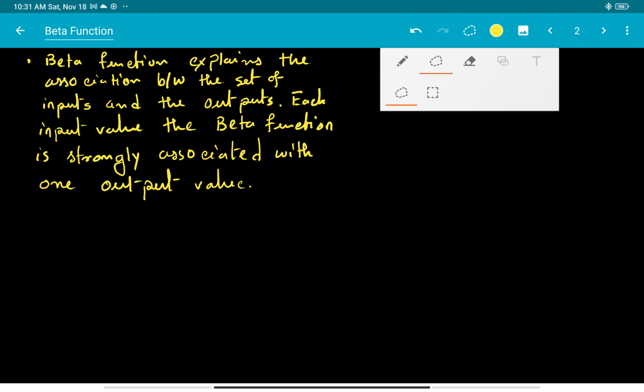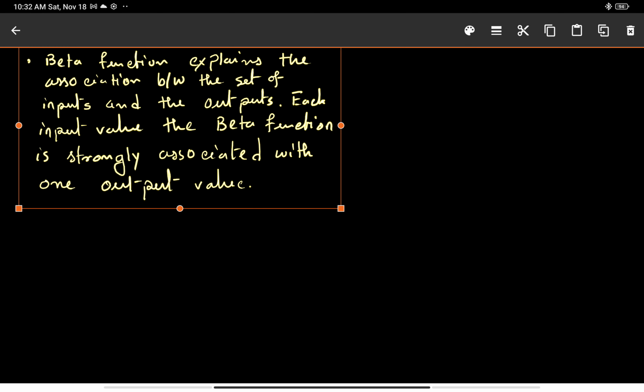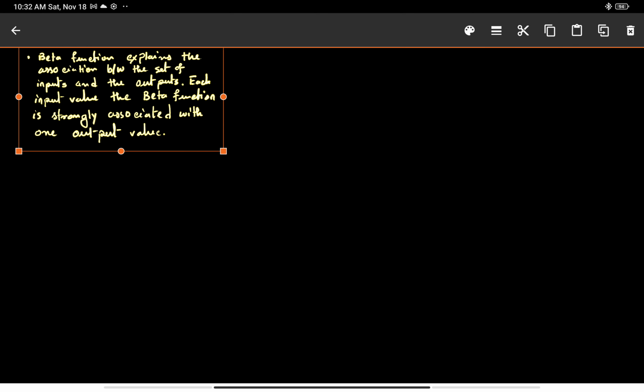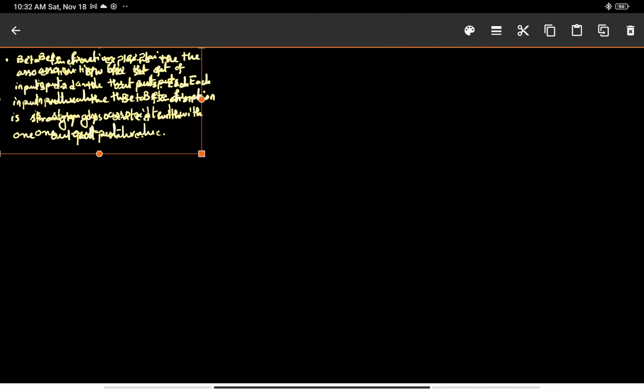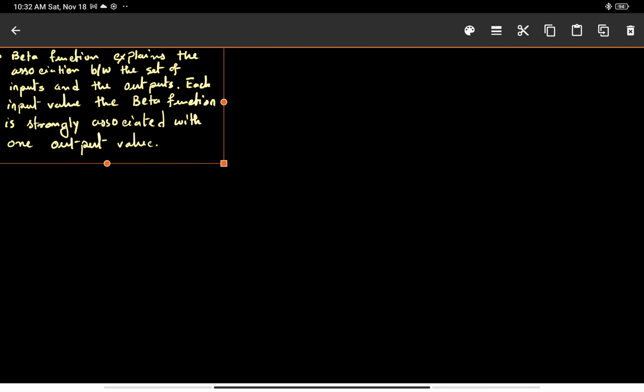Now we'll go on to evaluate the beta functions, I mean what value this approaches, as we did for gamma functions. We'll do that. Let me place this thing properly.